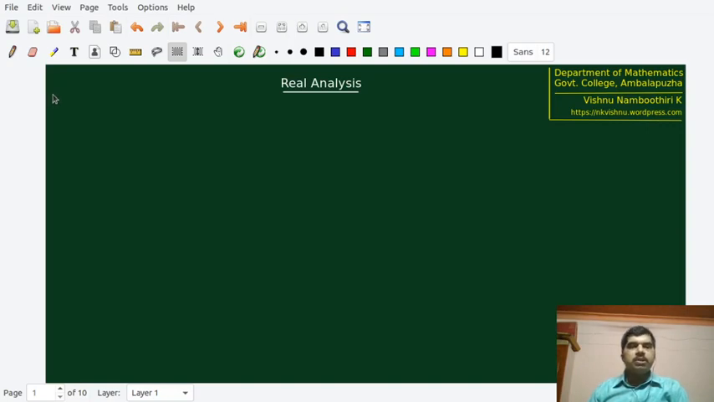Now we are going to discuss a simple result in set theory, which is known as De Morgan's laws. De Morgan's laws talk about what happens if we take the complement of the intersection of two sets and of the union of two sets. Whenever we are talking about the complement of a set, we have to be very clear about the universal set in which we are taking complements.